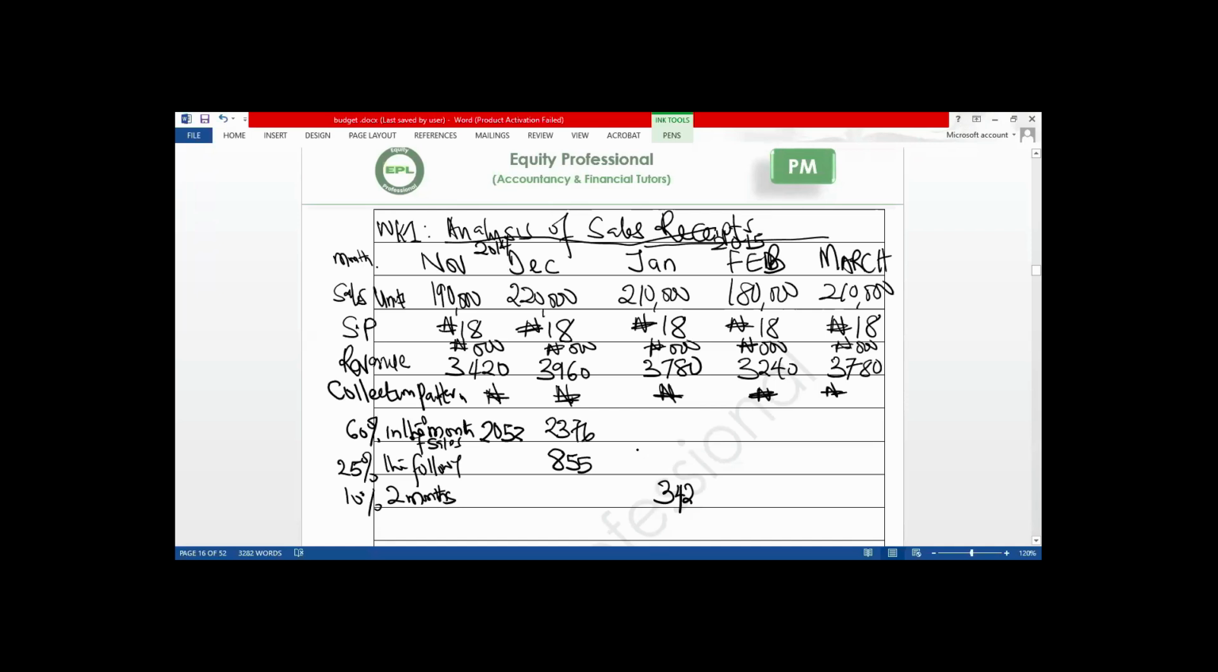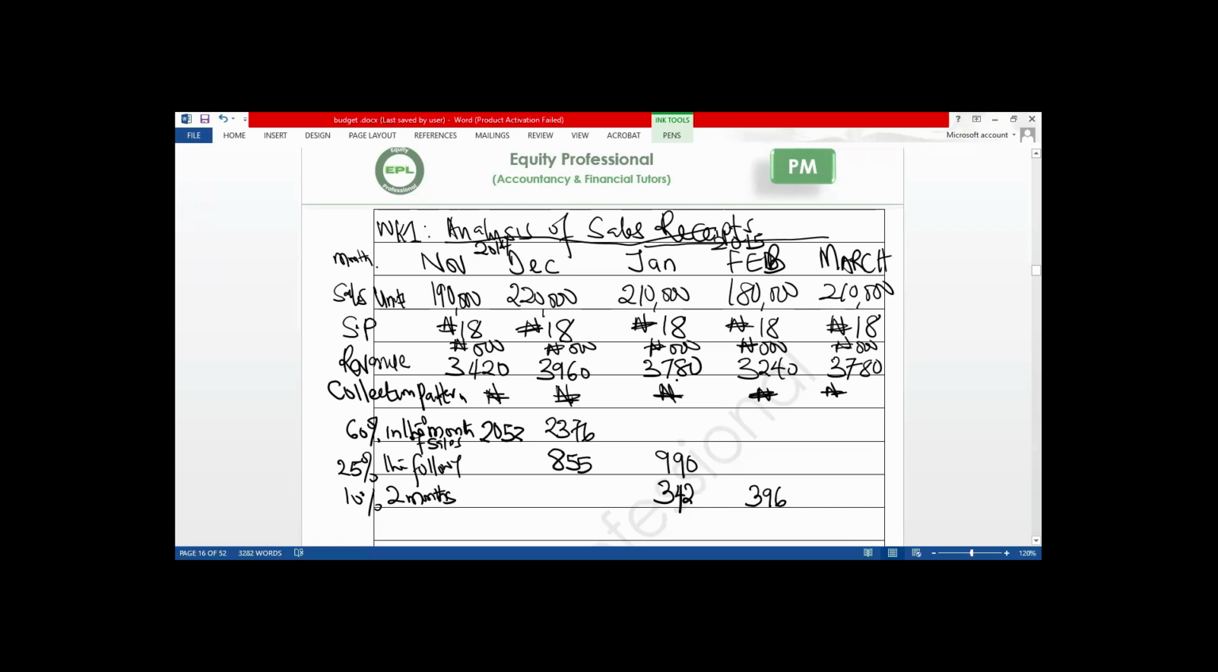We move to a month later, the following month. That's January. 25% to be collected. That will take us to January. Please compute 25% of 3,960. 990. 10% to be collected 2 months later. That will take you to February. 396. You are done with December collection.